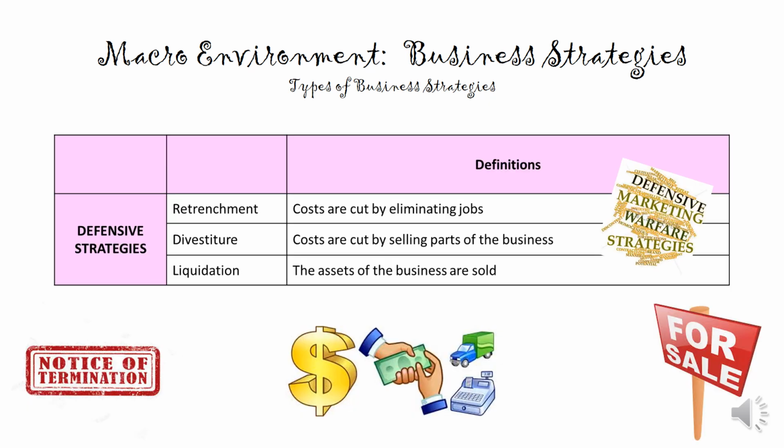Right, so integration strategies, intensive strategies, and diversification strategies, they are all growth strategies. Then we're going to look at defensive strategies. These will be retrenchment, divestiture, and liquidation. Retrenchment, we have spoken about this before earlier in the year. This is where we try to decrease our production cost by eliminating jobs, retrenching people as a result of structural reasons. Divestiture is where costs are cut by selling parts of the business, divisions of the business, and liquidation obviously is a kind of last resort strategy where the assets of the business are sold and the business kind of dissolves.